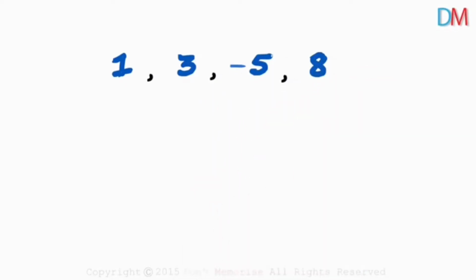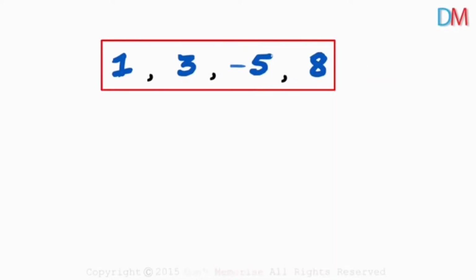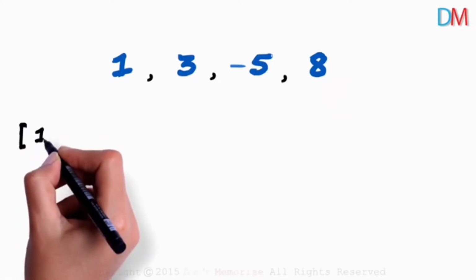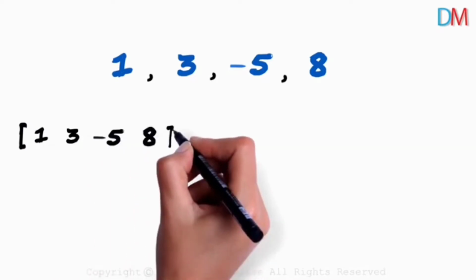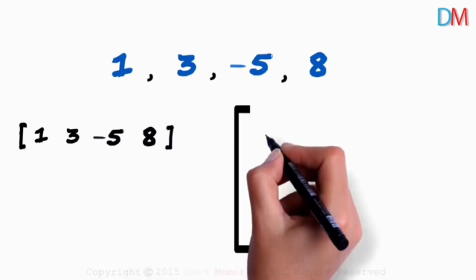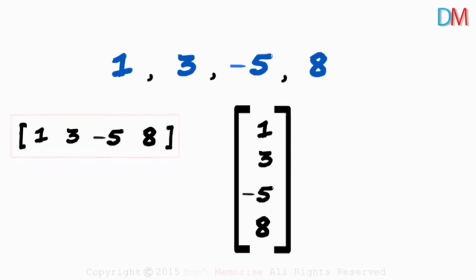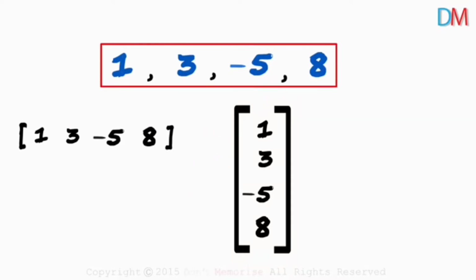-5 and 8. This is just a row of 4 numbers, and this can be represented in different ways. We can write it as an array of numbers horizontally like this, or we can write it as an array of numbers vertically like this. The first part, as you can see, has 1 row and 4 columns, and the second part has 4 rows and 1 column. There's another way in which we can write the 4 numbers.